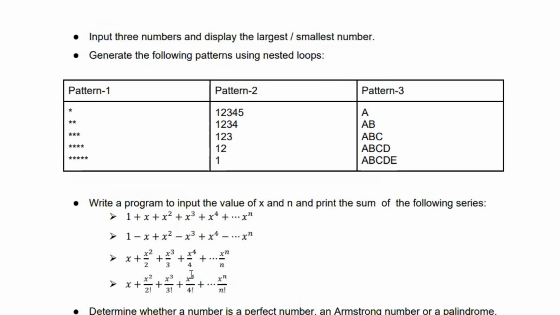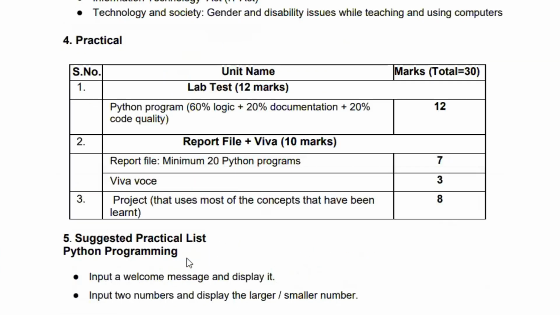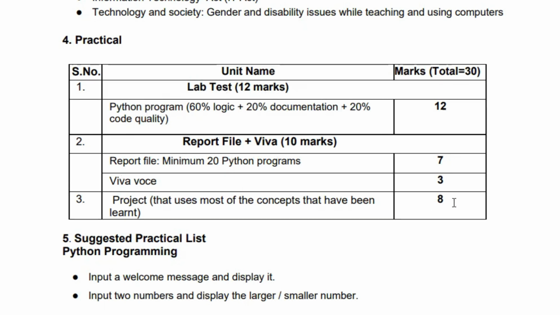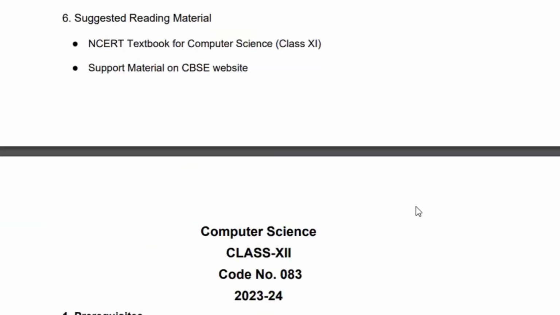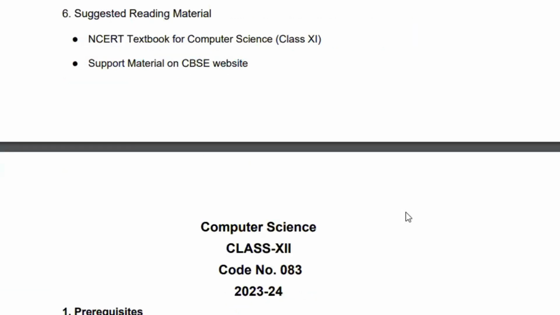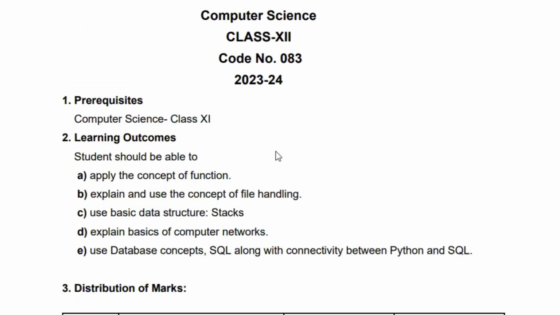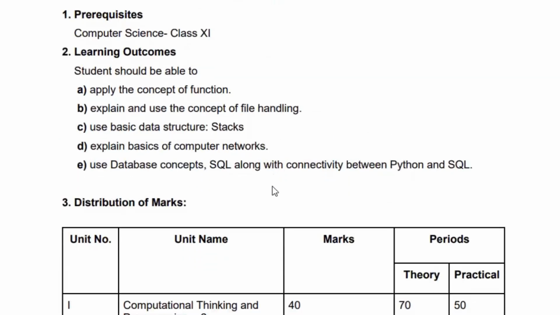See, the practical list is also given. It is a suggested practical list; you can do more than that also. For the practical record and the practical programs you have to do, it is mentioned here. Then see the practical marks distribution. Python program is 12 marks. For the record it is 7 marks. For viva it is 3 marks, and you have a project that is 8 marks. So the total is 30 marks. Like this, the class 11 and 12 syllabus is given here.